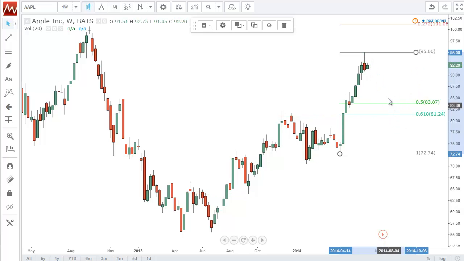So I am looking for that for a long play on Apple, and then I would hold that, looking for that big move over the next several months. It may even take a year, right? So keep an eye on that.